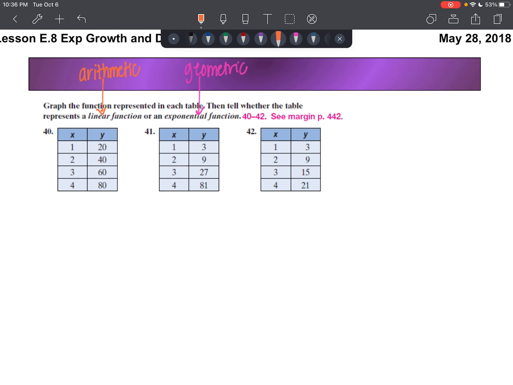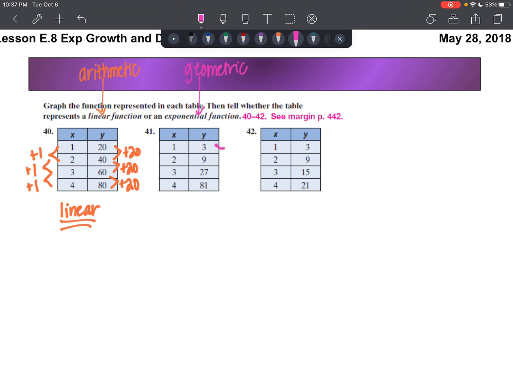So let's look at this first one. To get from 20 to 40, we're going to add 20. 40 to 60, add 20. 60 to 80, add 20. Our x's going up by 1, up by 1, up by 1. This right here is linear. We remember that. That's good review.